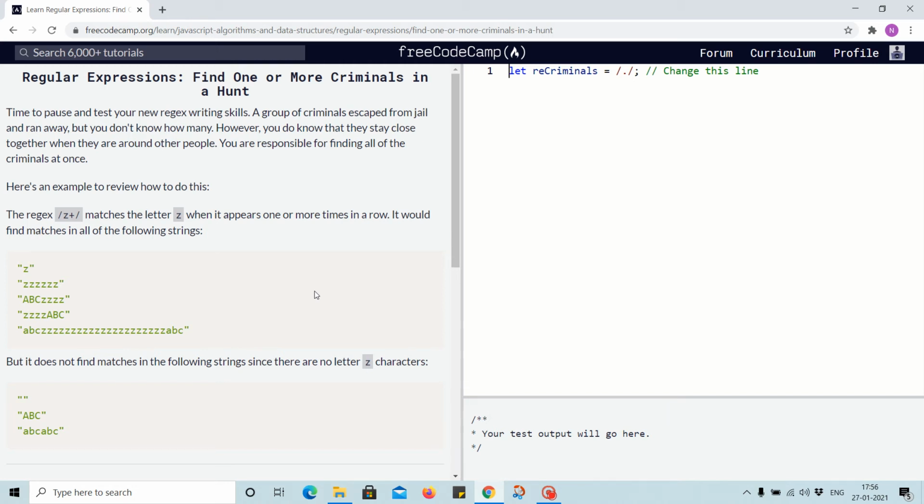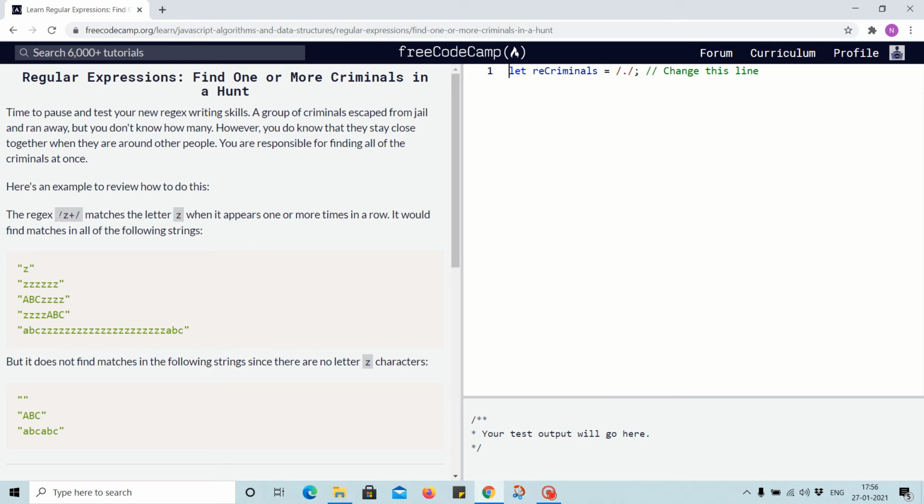A group of criminals escaped from jail and ran away. But you don't know how many. However, you do know that they stay close together when they are around other people. You are responsible for finding all the criminals at once. Here is an example to review how to do this.